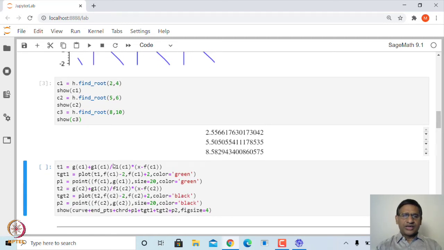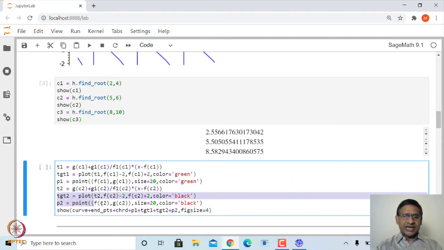Here we are defining the tangent at the point (f(c1), g(c1)), and plotting that tangent in green color. Similarly, this is the point P1, that is (f(c1), g(c1)). Similarly, define the second tangent and plot it, and then plot also the second point, and add all these things to the given curve which we have plotted earlier along with the chord. That is what we are doing.